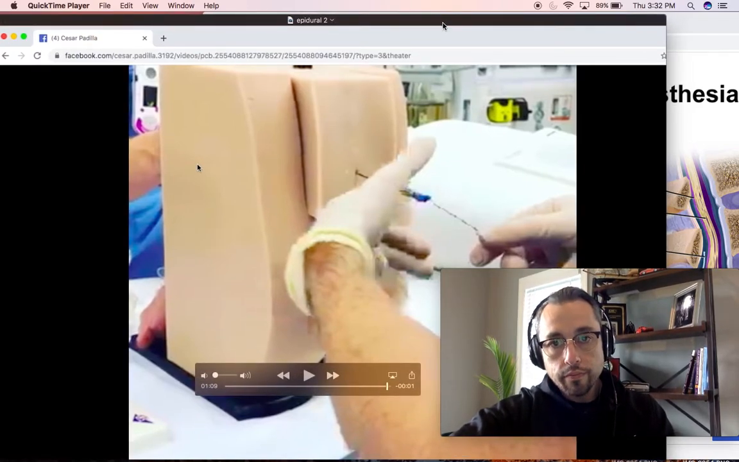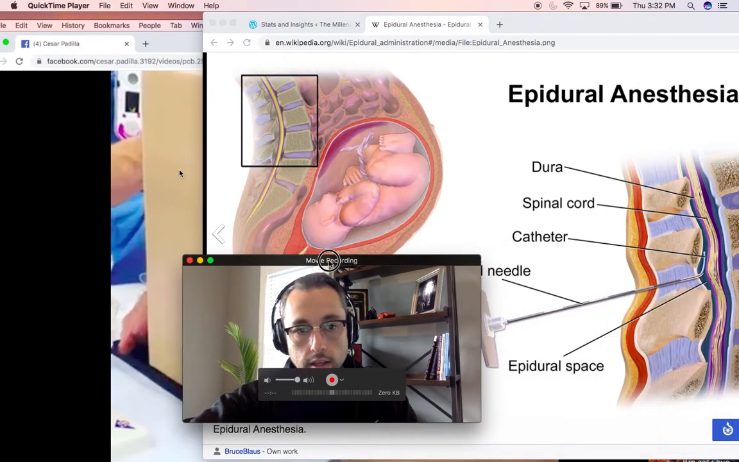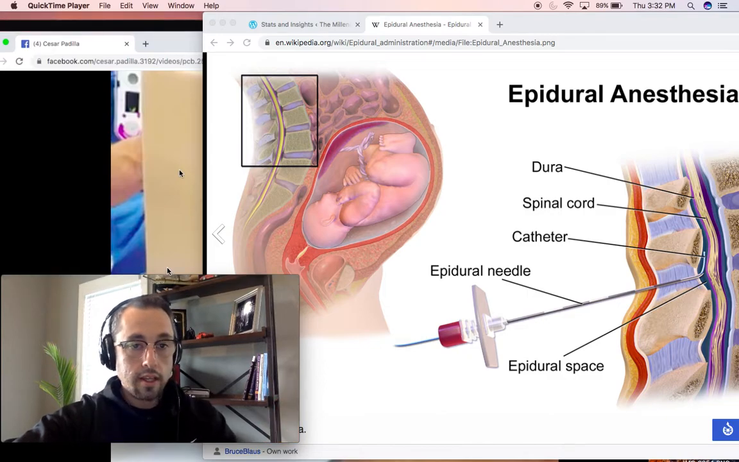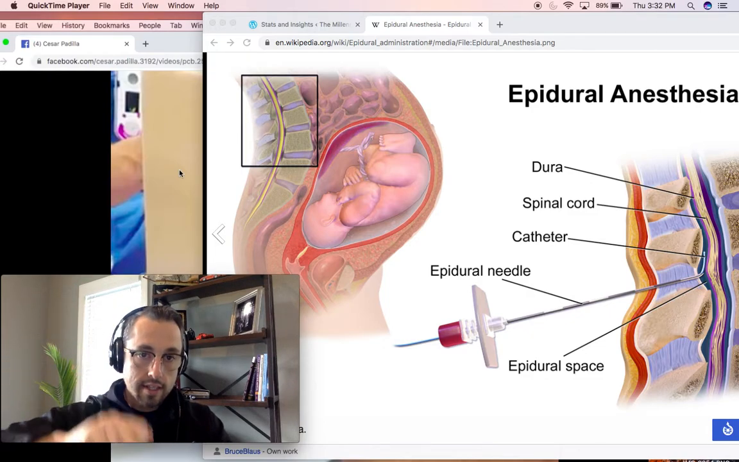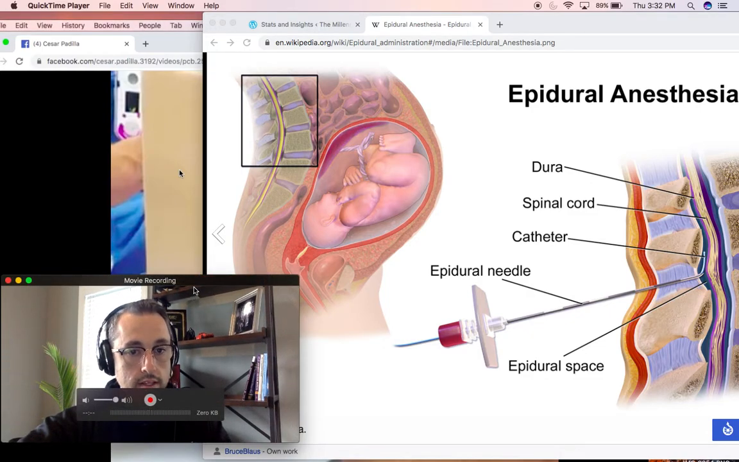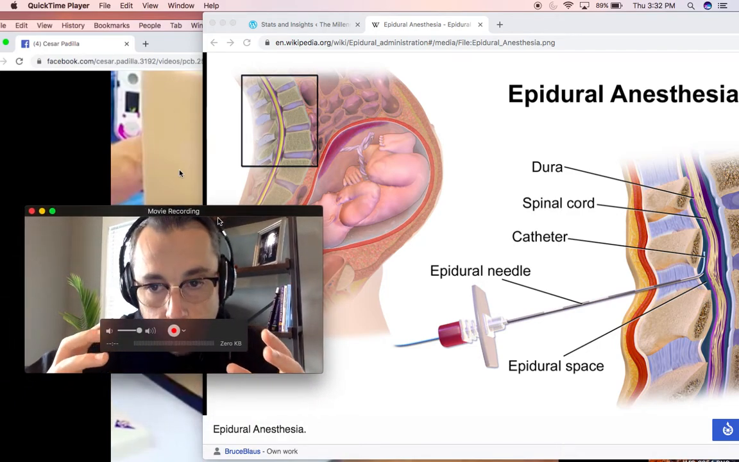You take out the needle. So that's basically it in a nutshell. In the right hands, with someone experienced, someone could place an epidural. A lot of the process is sterilizing the back, but you could place an epidural in a few minutes. But there you have it.